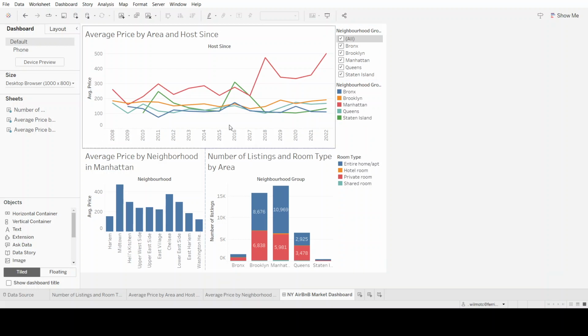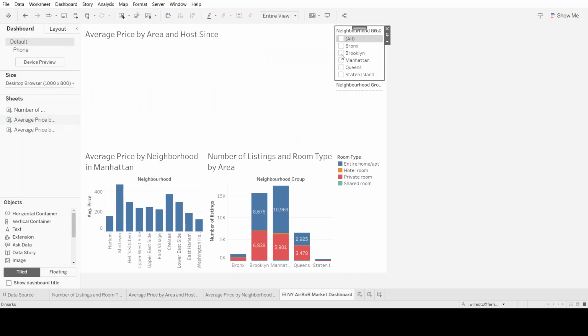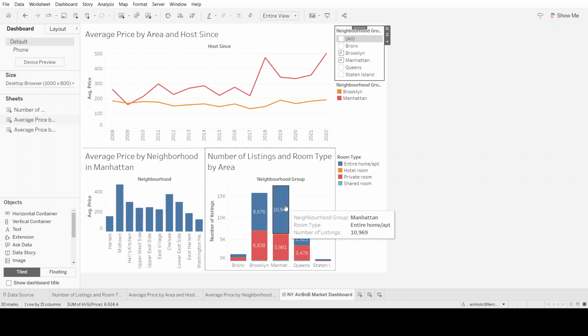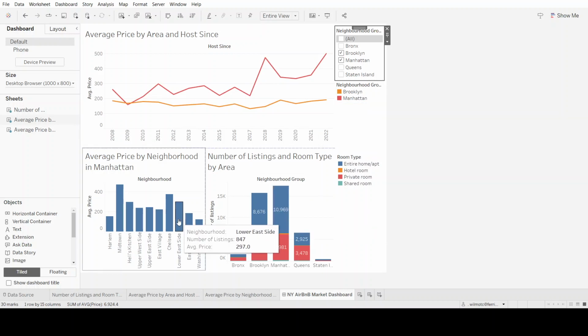It is interactive in the sense that you can change the filters on this chart here, because it's a little bit much to look at with all of them there. So if you just want to look at our two main markets of Brooklyn and Manhattan, you could do something like that. And the tooltips do have useful information as well. And yeah, that would be my dashboard.